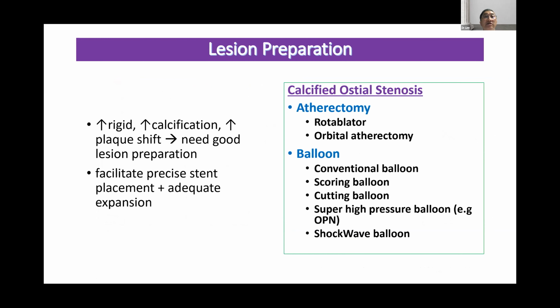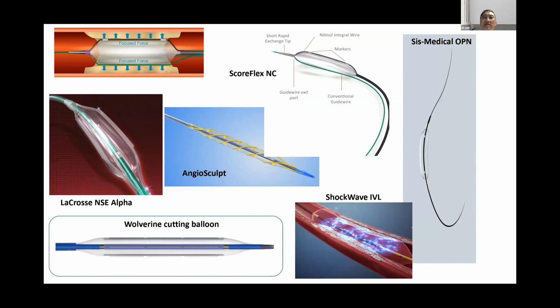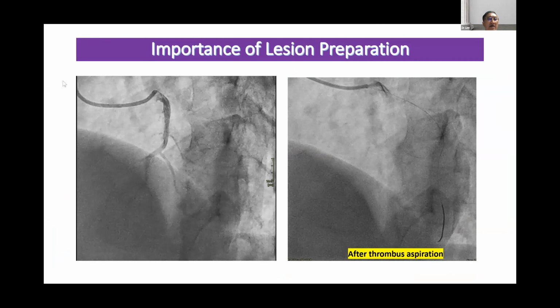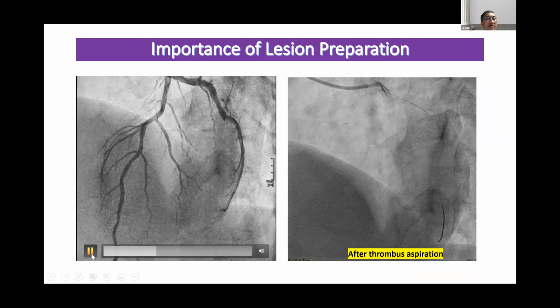The lesion preparation is important, not just at the ostium, but everywhere in the coronary tree where we consider stenting. But this is especially so when we talk about ostial lesions. And these are some of the equipment that we can consider to prepare the lesion depending on the lesion characteristics.